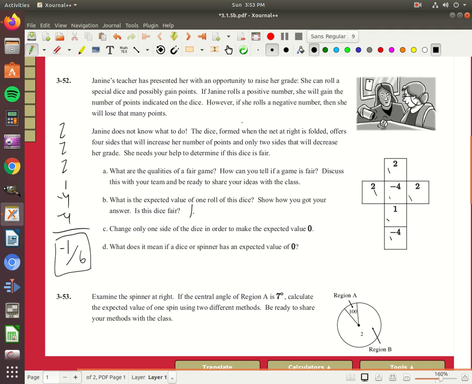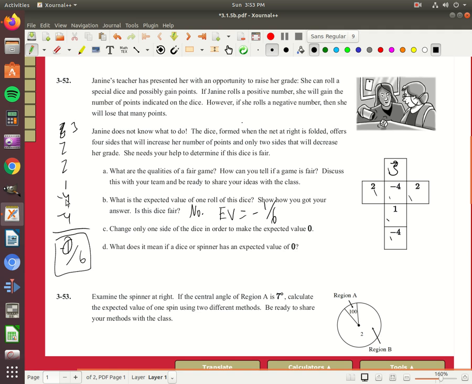So is this dice fair? No. Expected value equals -1/6. It says change only one side of the dice in order to make the expected value 0. Well, there's almost anything you can do because you're only off by 1. So if I change a 2 to a 3, just one 2 to a 3, now my expected value is 0, and all of a sudden it's a fair dice.